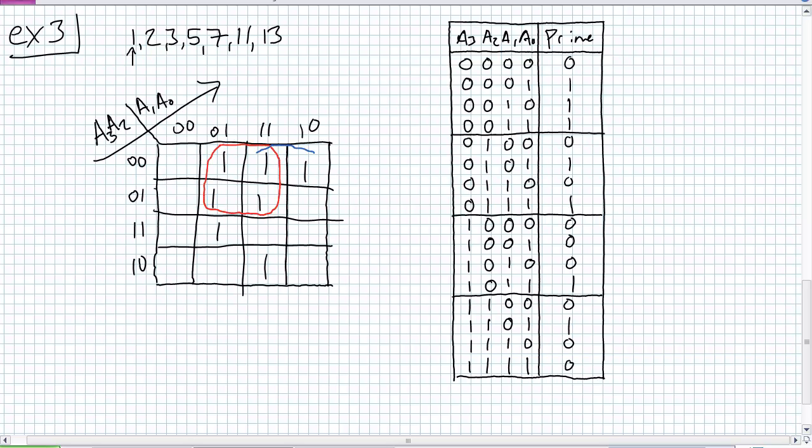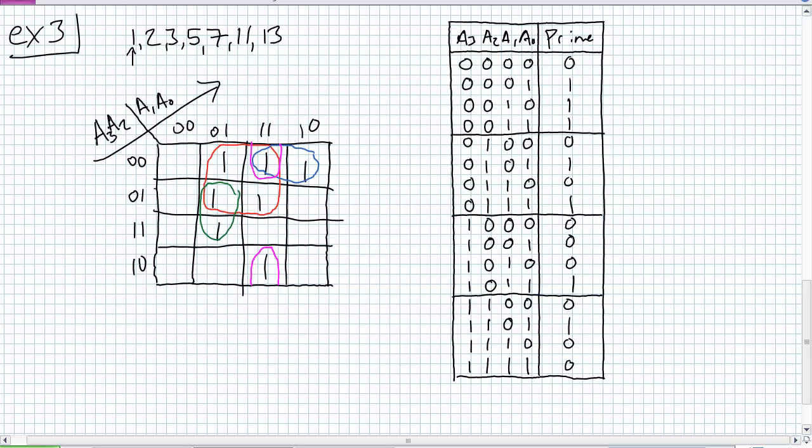Group of 3, nope. Group of 2, another group of 2. Group of 1, incorrect. We are wrapping around adjacency, another group of 2. You've got the truth table, got the K-map, group the K-map. What do we do for the expression prime? Come up with the product expressions for each one of those groups, summate them together.